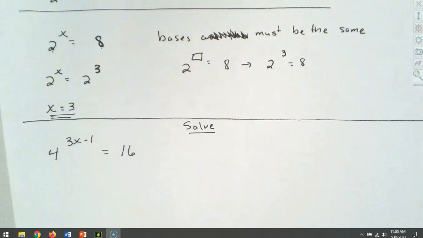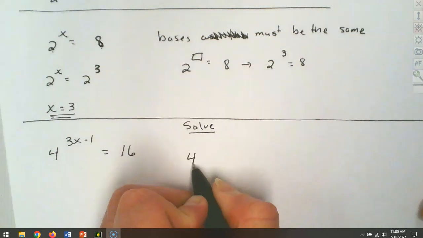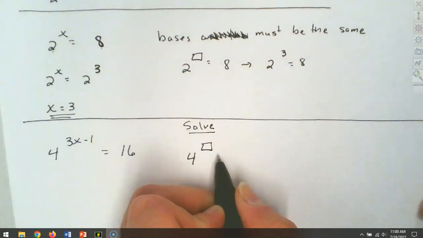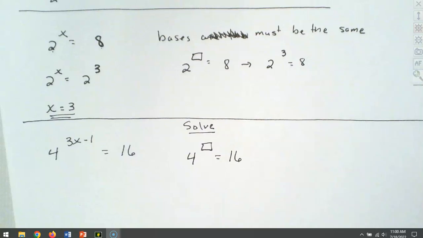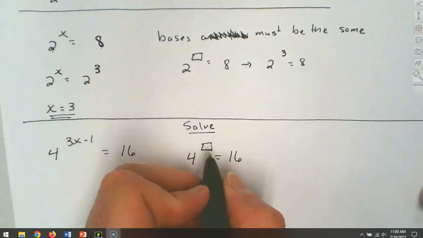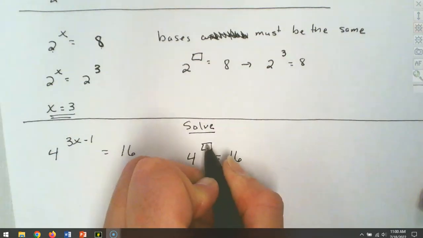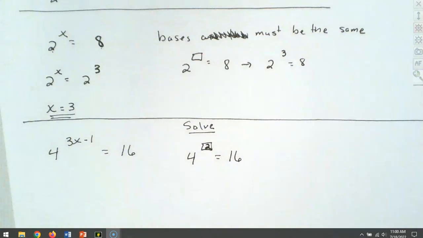Well, we want the bases to be the same. And this one, unlike the last one, we can't just look at it, right? It's too difficult to just look at it and see. So what we want to do is we want to take the 4 and we want to raise it to some power to get 16. Well, 4 raised to what power is 16? 4 squared, right? Because 4 to the first is 4. 4 squared is 16. We just run through our powers until we find it.